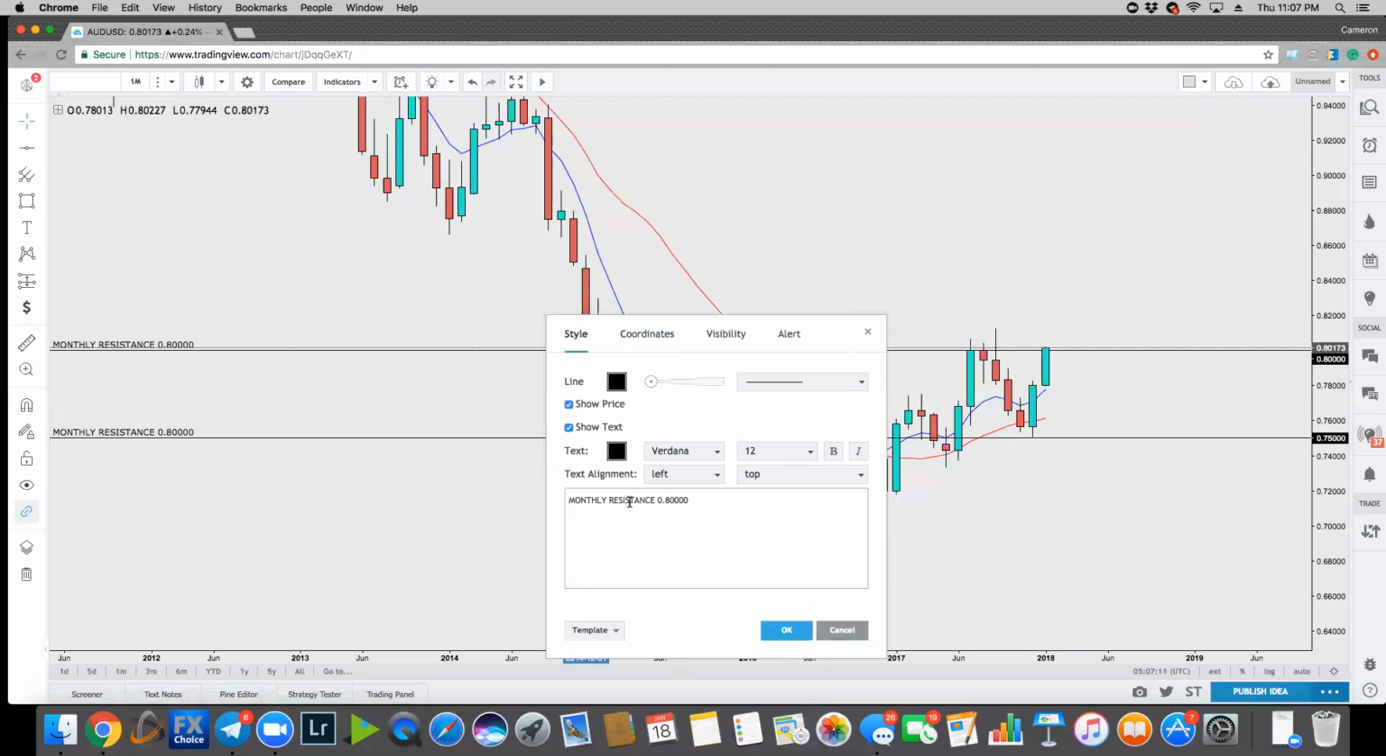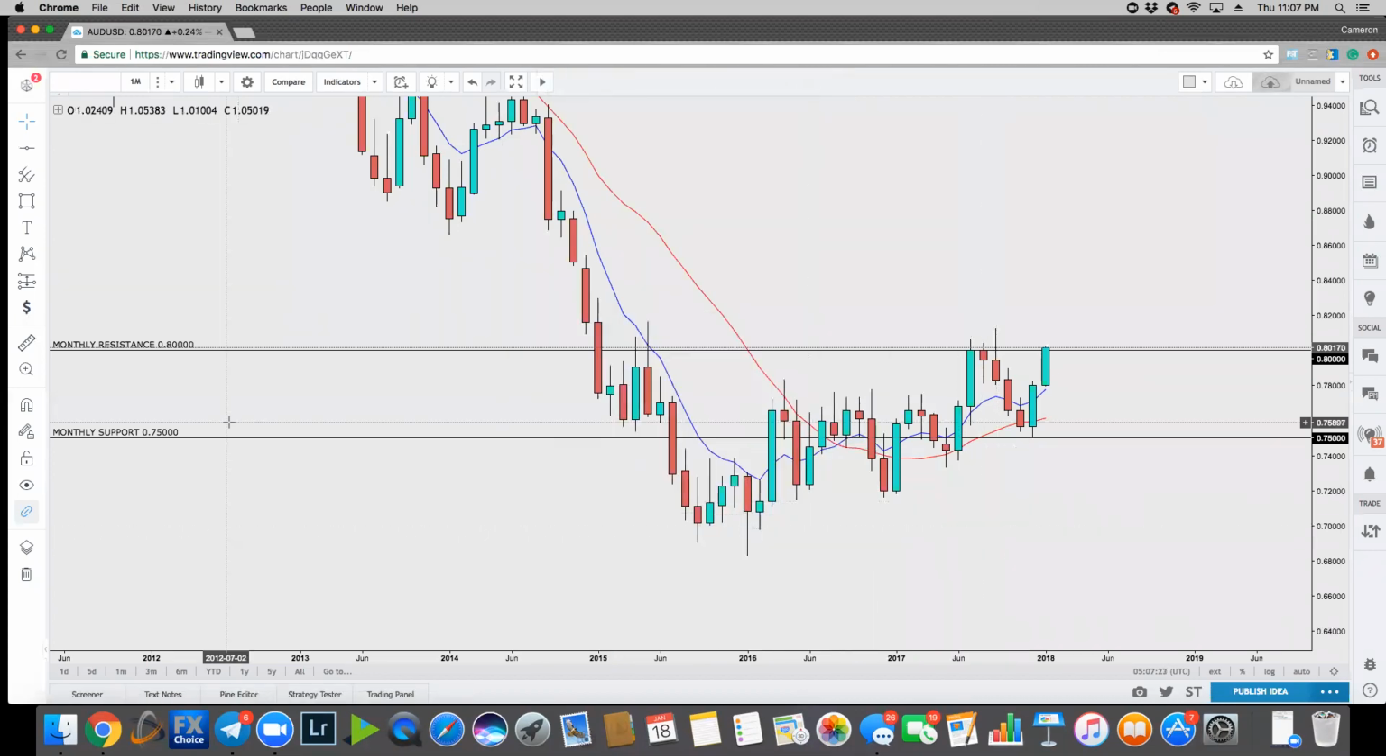75, and then I'm going to put monthly support, obviously. And this is just how I like to do my stuff. You're not required to do it this way, but I am telling you that if you do it this way, it will change your life when it comes to trading. Like, I'm giving you guys the keys right now.